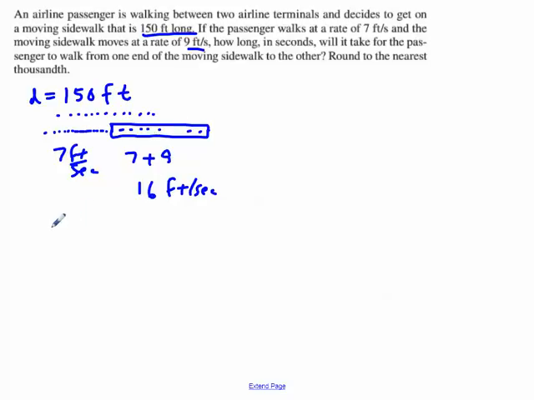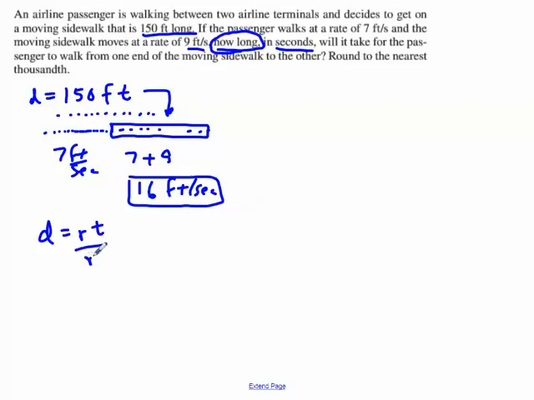So let's see, we start with my dirt formula. Distance equals rate times time. We're going to solve for, let's see, how long is what the question is asking. How long in seconds will it take for the passenger to walk from one end to the other? So our distance equals 150 feet. Our speed is 16 feet per second. And we need to know time, so we're going to solve for time. Divide by r. Distance over rate equals time.